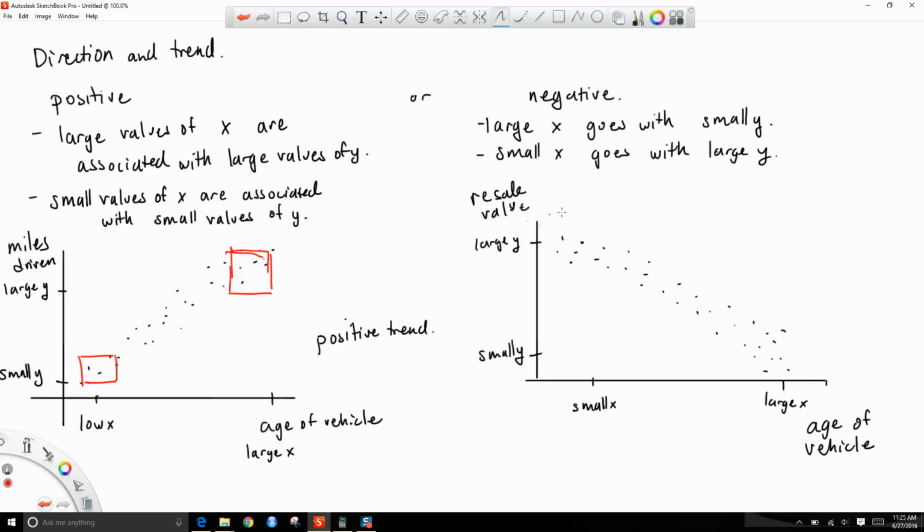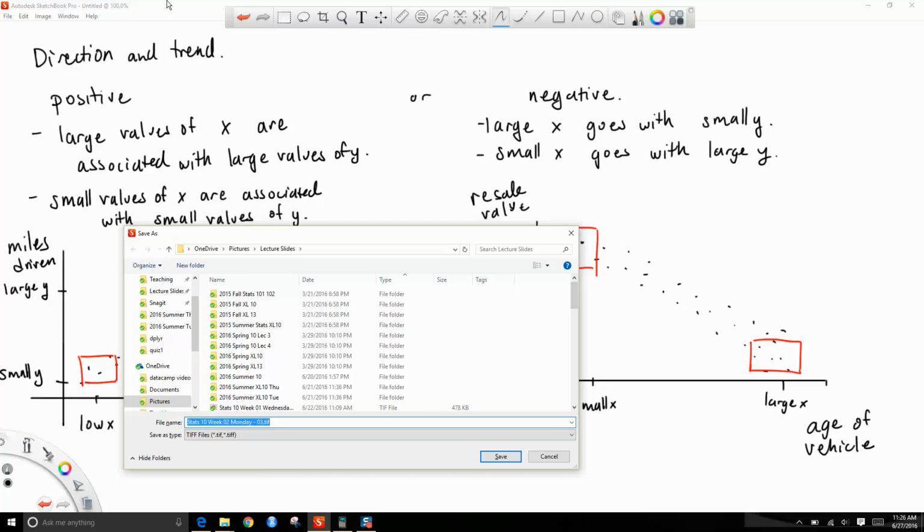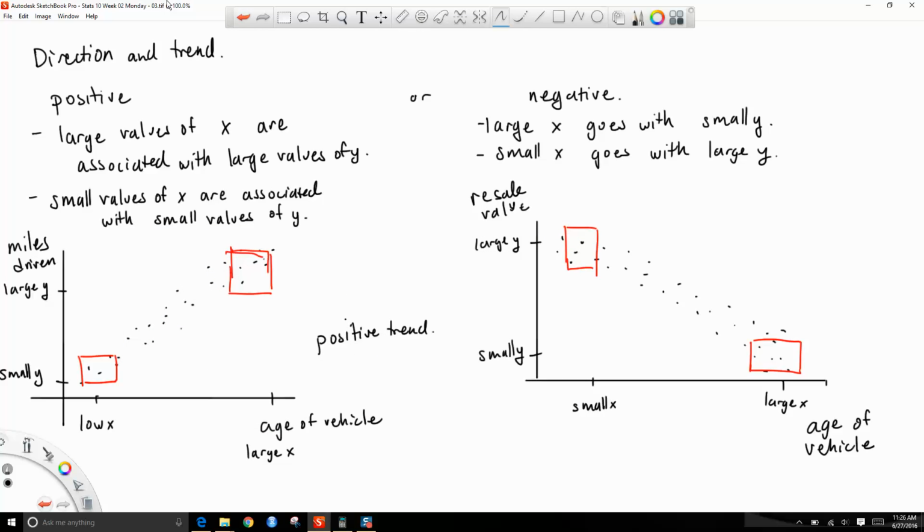So over here, a car that has a small age will generally sell for more. So a 2014 Honda Civic will fetch more than a 1994 Honda Civic, if that thing is still running, right? 300,000 miles on it. Actually, that would be quite impressive. I imagine it needed a new transmission or something put in by now. Okay, well anyway. So this would be a negative trend, okay?